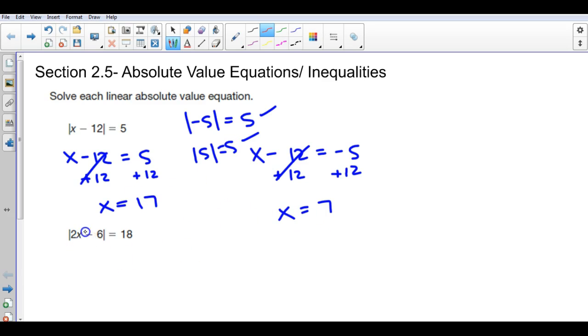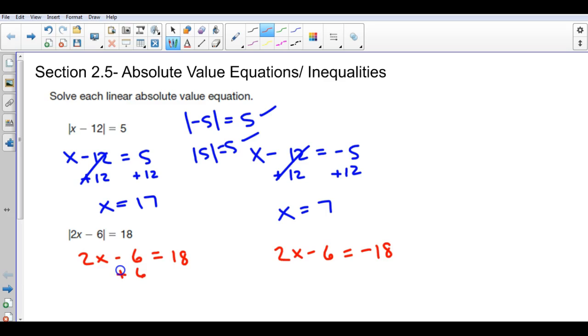In the next one, we're going to do the same thing. Once you have this quantity on the left side in the absolute value bars, we're saying how many of our answers are 18 units away from 0. So I know that 2x minus 6 equals 18, and I also know that 2x minus 6 is going to equal -18. So those are going to yield both of our two answers here.